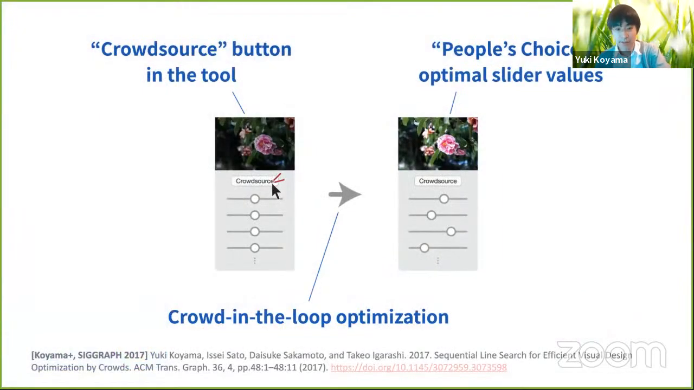And this shows the concept of our crowd-powered optimization solver. So suppose that there is a crowdsource button in the interface, and the user can push it when necessary. Then the tool runs the optimization process in the backend. And finally, the user can obtain the optimal slider values.